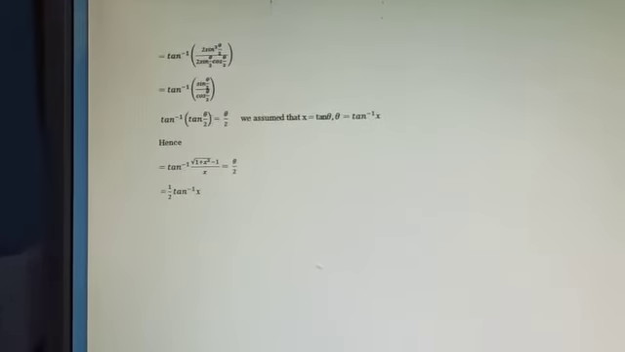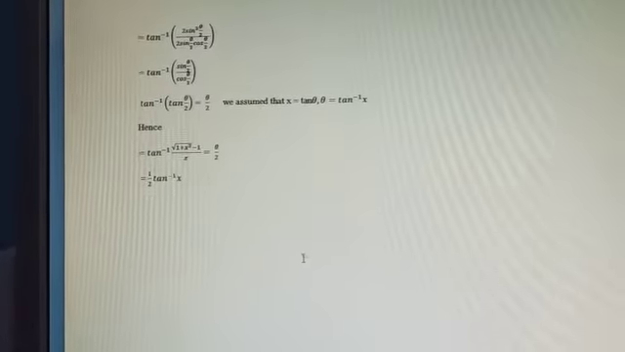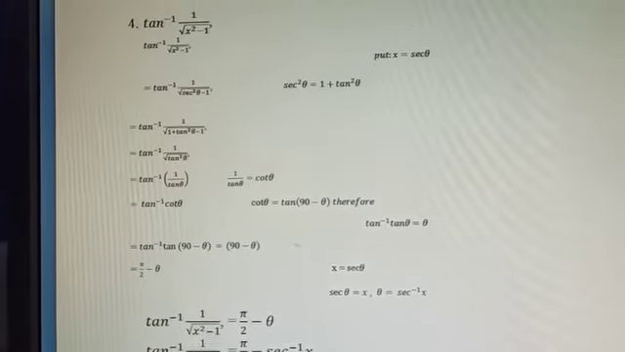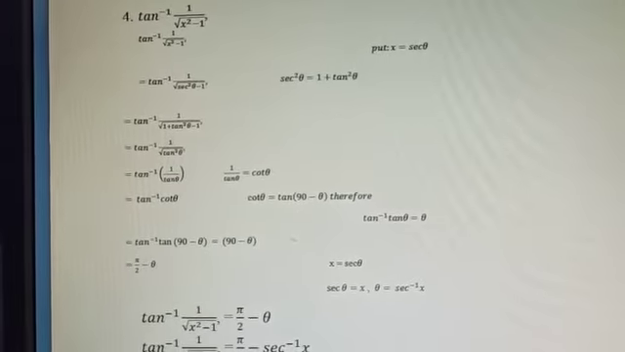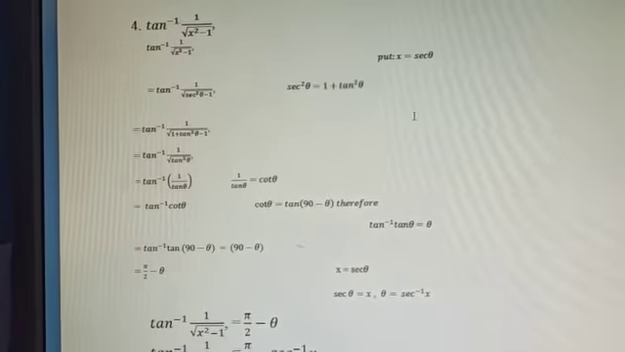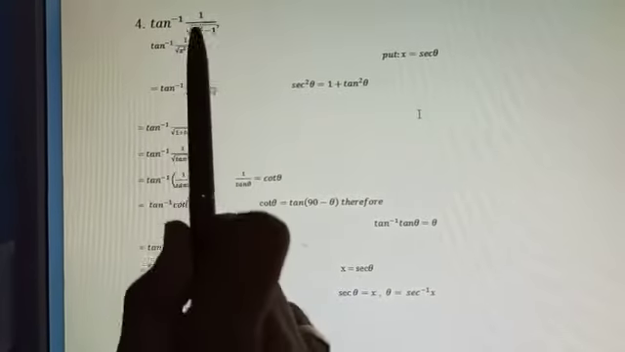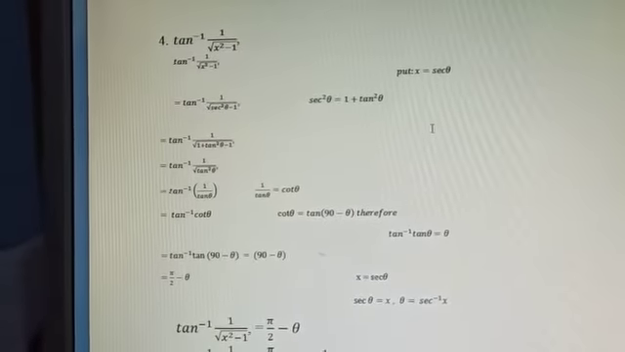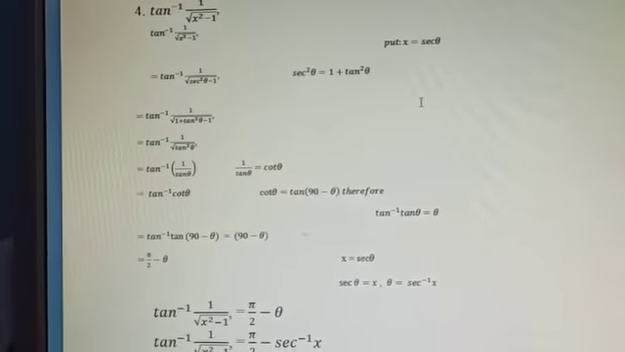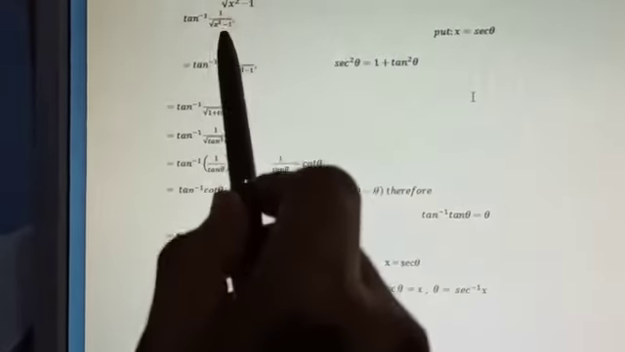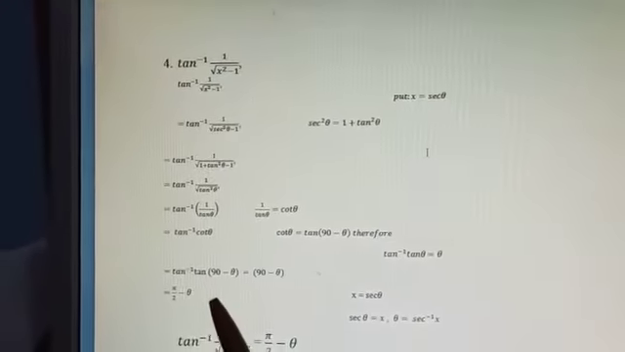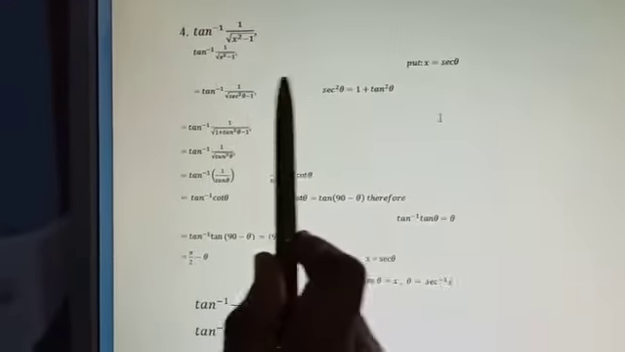So let us pass on to the next problem. We have a simple problem here. This is the sixth problem in your book: tan inverse of 1 over root of x square minus 1. We have to write this in the simplest form. So take the same approach here. Put x equal to secant theta. On replacing with secant theta, what we will get?